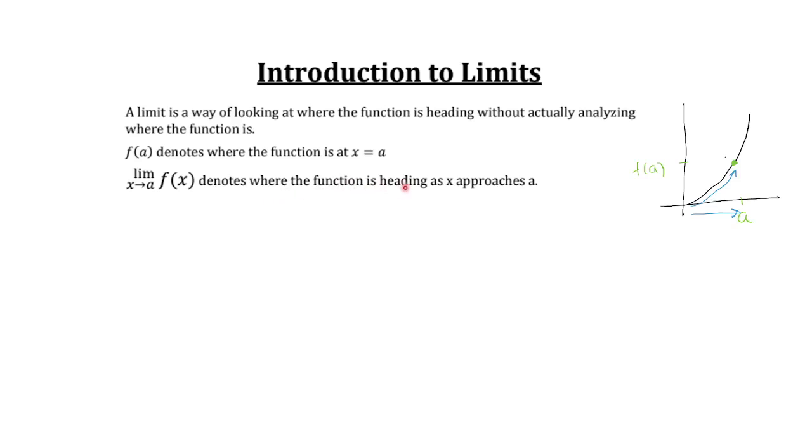So this denotes where the function is heading as x approaches a. And we read it as the limit as x approaches a of f of x. Or alternatively, we read it as the limit of f of x as x approaches a. Okay? And so visually, like I just showed you, if we have the graph, we can find the limit of a function quite easily. Of course, some functions might be a little trickier than others, especially if they are not continuous functions. And that is a topic for another video. But algebraically, this is a little trickier.